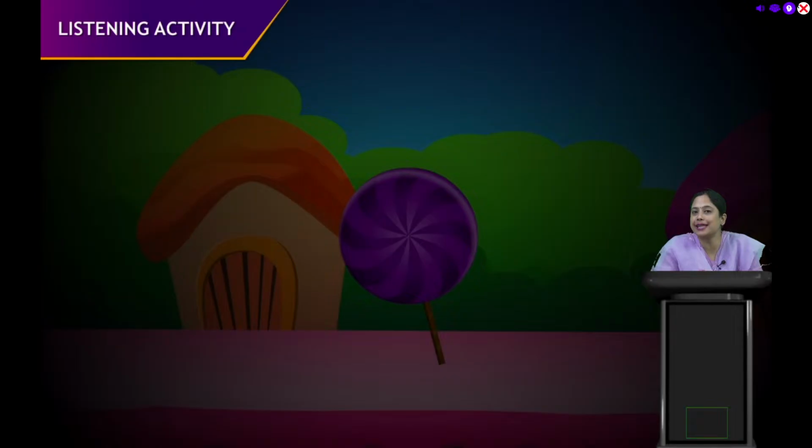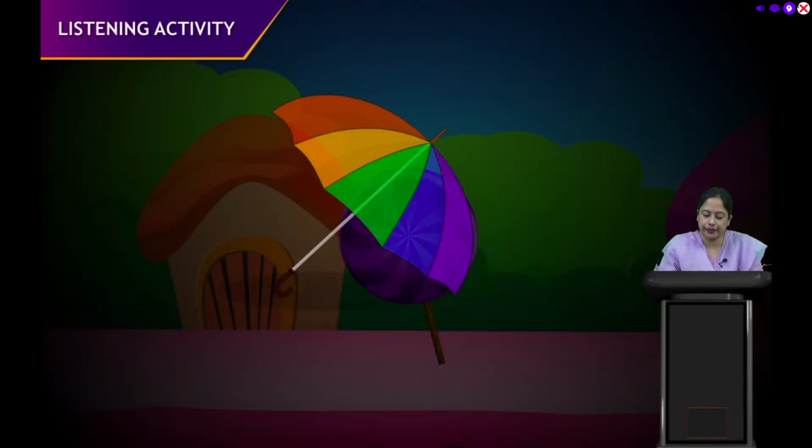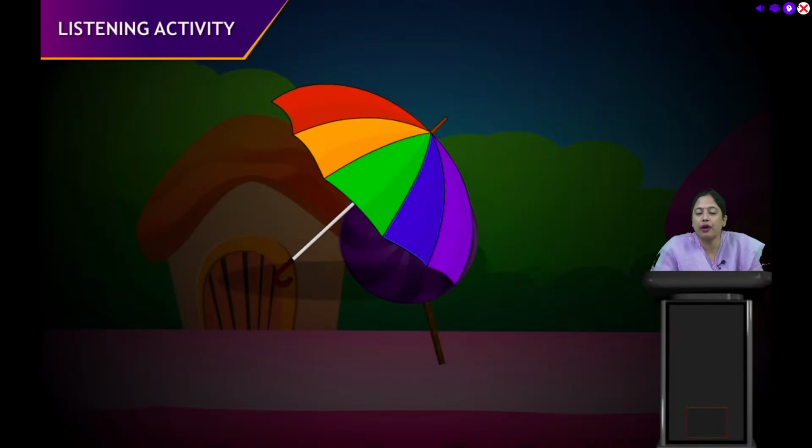Now I have a small listening activity for you. Okay? You have to listen and guess the word. Now what is this? What is the name of this object? Umbrella. Have you heard it, everyone? Umbrella.